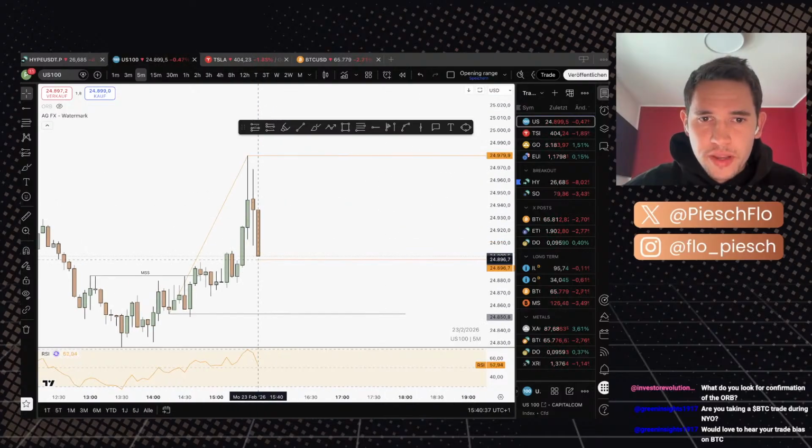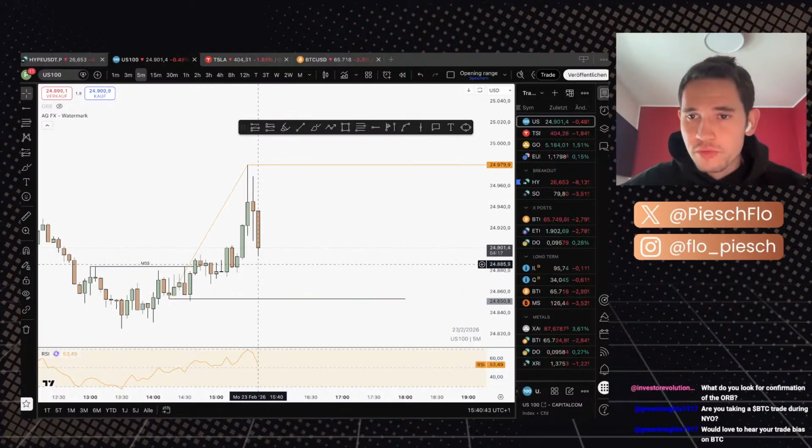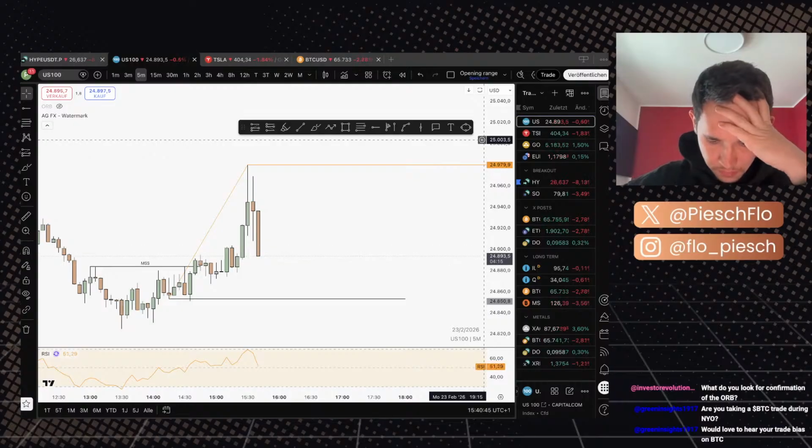And currently we need to wait. Maybe if the range is close to here, shorts are also on the table. But for now we need to wait a few more minutes for it to close.